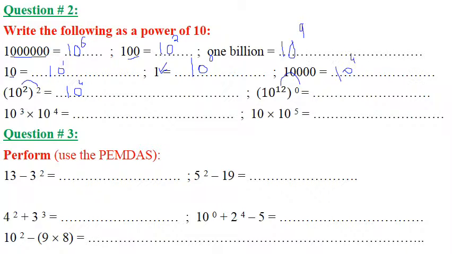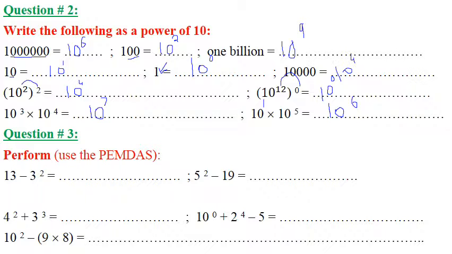Also here we have a power of power, so it is 10 to the power 12 times 0 is 0. Here we have multiplication of same base different exponents, so the base is kept 10 and we add exponents. 3 plus 4 is 7. Here 10 has no exponents, so it is 1 also, because we have same base different exponents. We keep the base and we add the exponents. 1 plus 5 is 6.